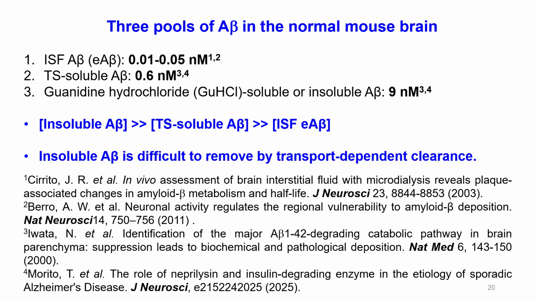Previously, we and others have shown that there are three pools of Aβ in the normal brain: ISF extracellular Aβ, TS-soluble Aβ partially bound to ApoE and others, and guanidine hydrochloride-soluble or insoluble Aβ. Here are the references. Accordingly, the insoluble Aβ is much more abundant than the soluble Aβ, which is more abundant than ISF Aβ. I would like to indicate that the insoluble Aβ is difficult to remove by transport-dependent clearance because they are not quite diffusible.